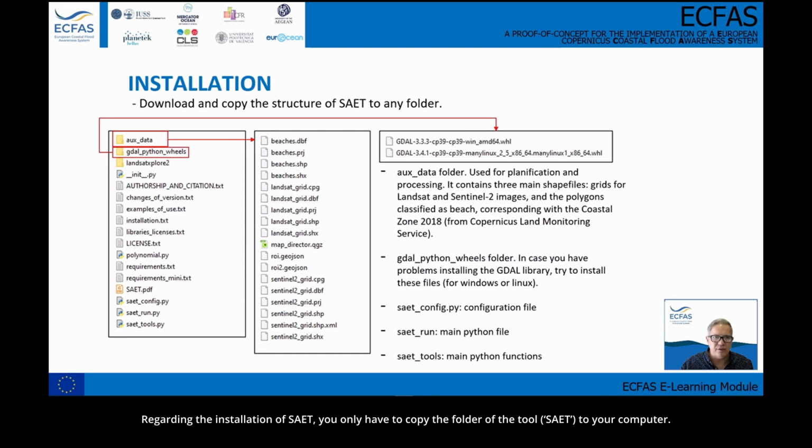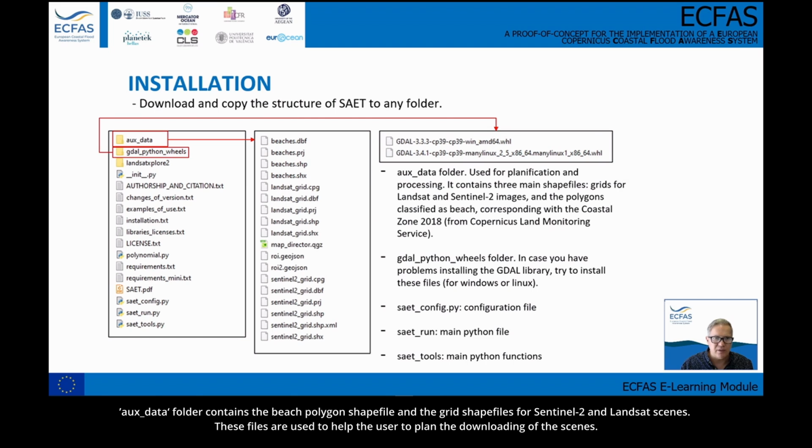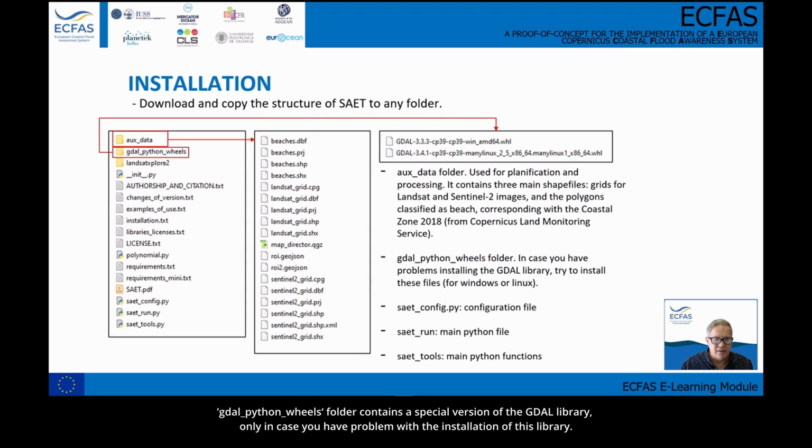Regarding the installation of SAET, you only have to copy the folder of the tool to your computer. The main files and subfolders in SAET are the following. The aux data folder contains the beach polygon shapefile and the grid shapefiles for Sentinel-2 and Landsat-8 scenes. These files are used to help the user to plan the downloading of the scenes.